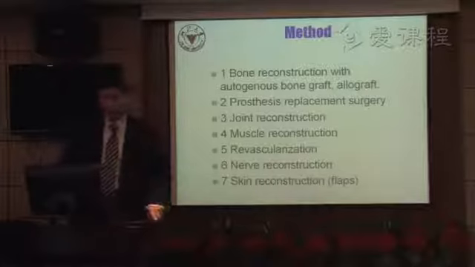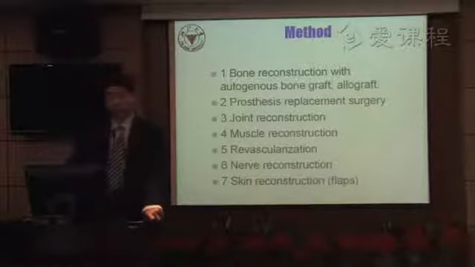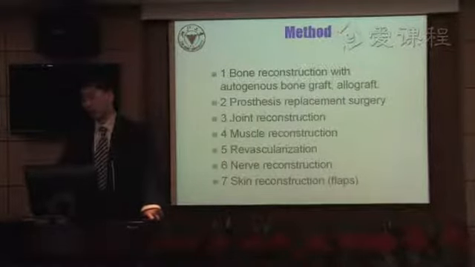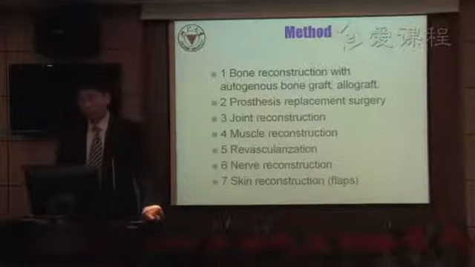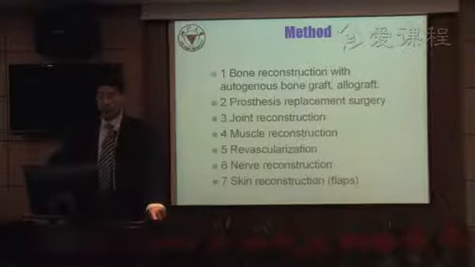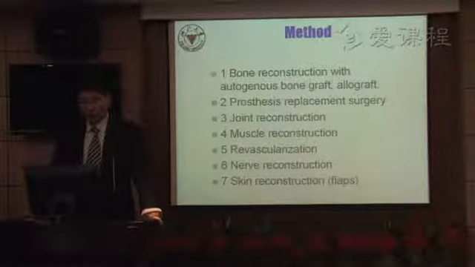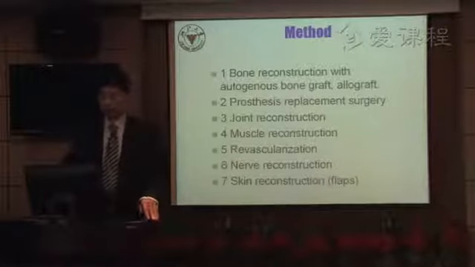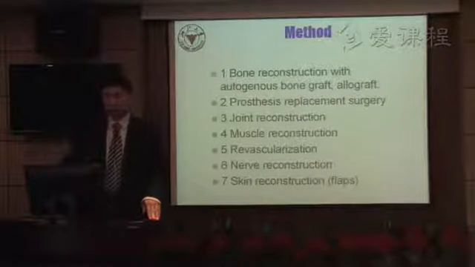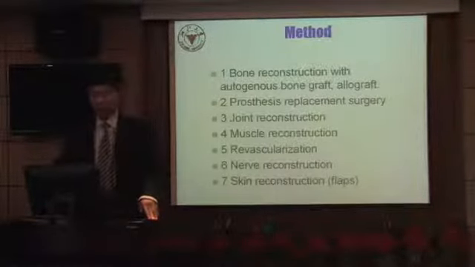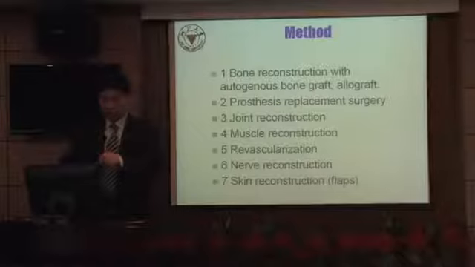In doing this kind of surgery, we have different methods. First, we have bone reconstruction with autogenous bone graft, which means autograft. And the second way is doing prosthesis replacement surgeries, like total hip replacement or total knee replacement. And the third way is joint reconstruction. We can resect the joint, near the bone joint, and make a joint reconstruction.